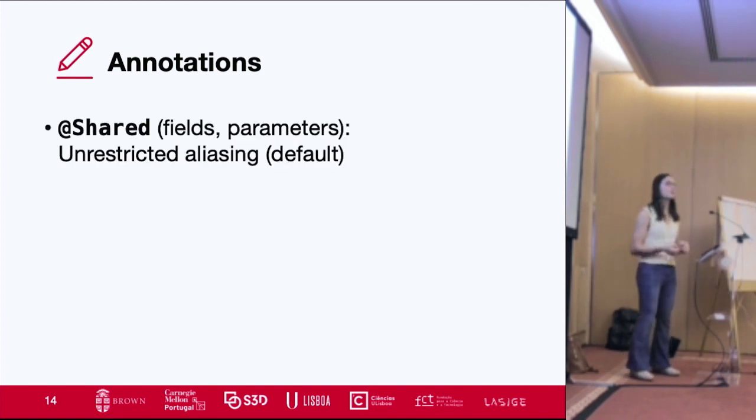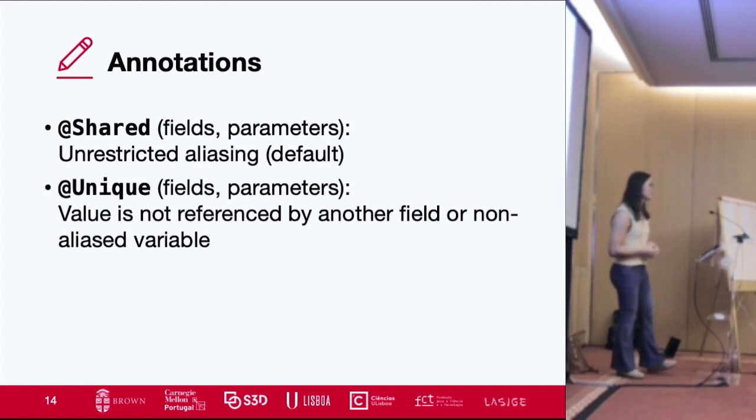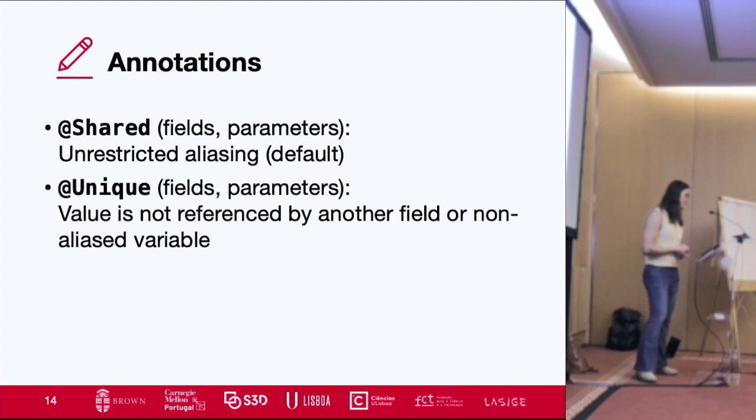We have shared fields and parameters. These are just the default, what you use in Java every day. In fact, our tool would probably not even require you to specify this. We have unique fields and parameters, so these are values that are unique. In a sense, if you have a unique value, you own that value in terms of like ownership types. This means that the value is not referenced by another field or a non-alias variable.